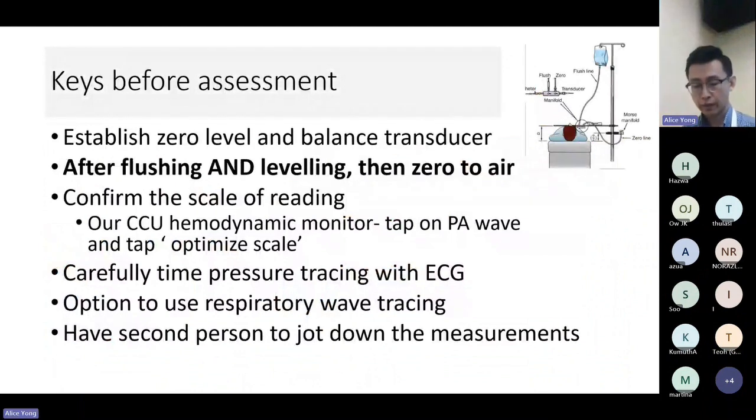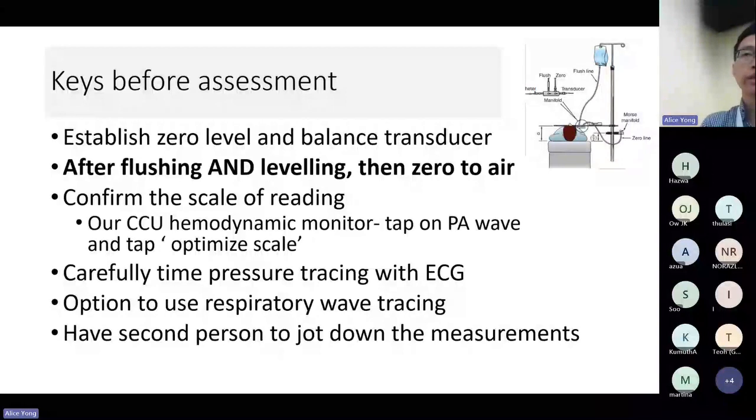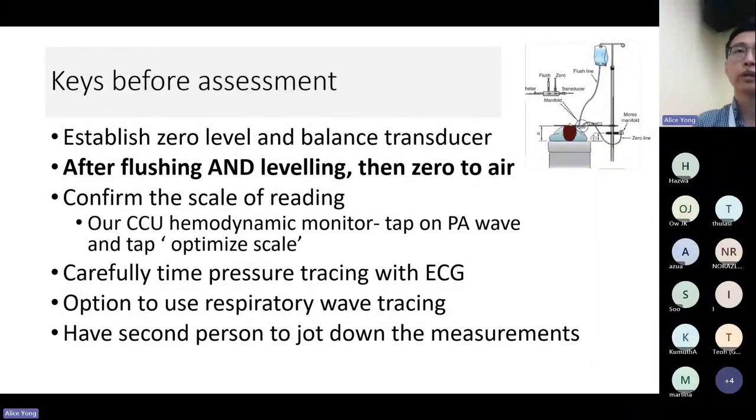The key point I have highlighted here is that after you flush the catheter, make sure the level of the transducer is correct, then we zero to air. This step cannot be skipped, and it needs to be done correctly so that there's no rubbish in and then rubbish out in the numbers.